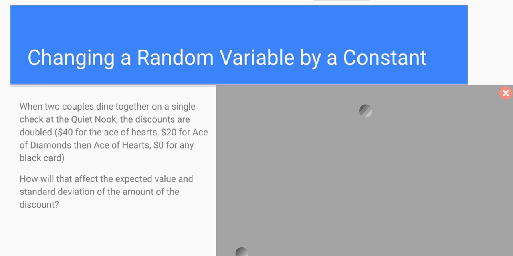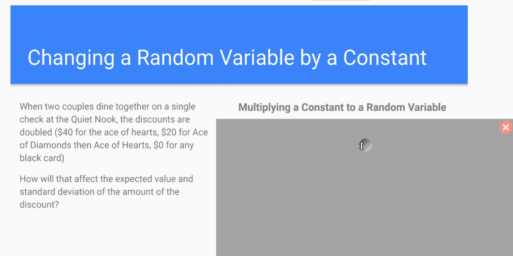However, when we're talking about this situation, when we're saying, all right, if you're going on a double date and you've got two couples on a single check, the Quiet Nook doubles the discounts, right? So it's $40 for Ace of Hearts, $20 for Ace of Diamonds, then Ace of Hearts, and $0 for any black card. We're not going to go through that probability model again. That's the whole point of learning these properties, right? So we don't have to recalculate it every single time. But we're not adding a constant. We're changing it by a factor, which is a constant.